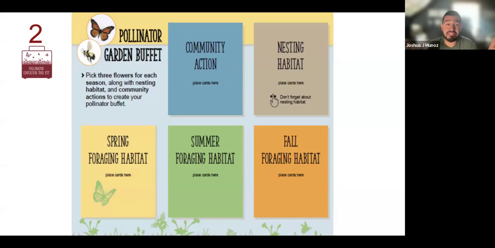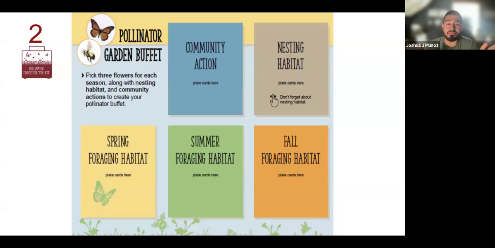All plants bloom at different times. So the trick when it comes to landscaping and policies to encourage pollinators is learning about flowers, planting spring, summer, and fall blooming flowers so pollinators can have food all summer long, and not just in one little area. The diversity of flowers is what the message of this pollinator garden buffet talks about.